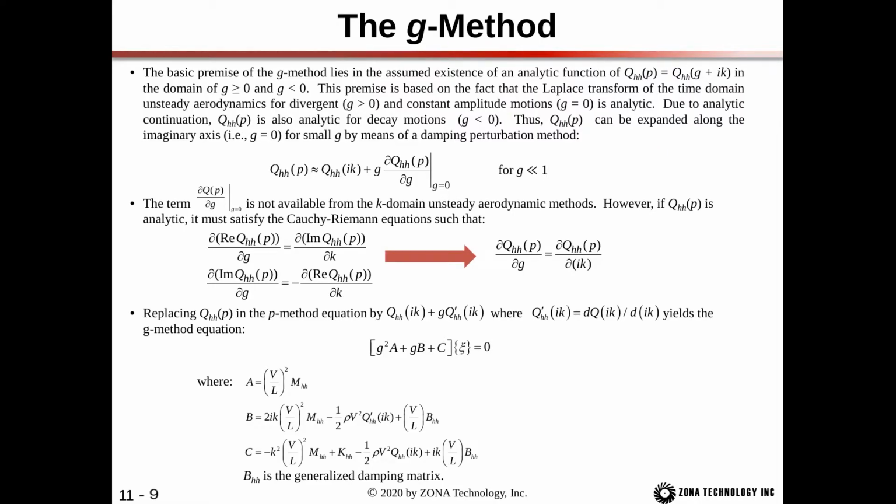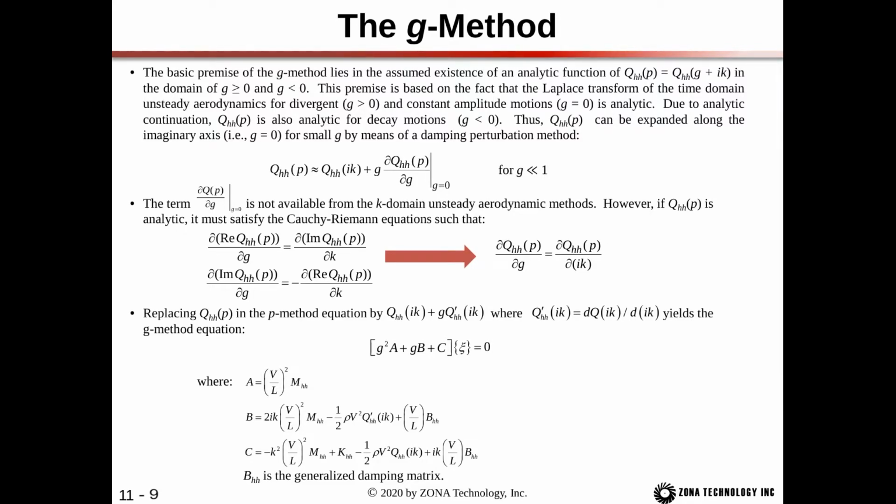And due to analytic continuation, QHH of p is also analytic for decay motions. Thus, QHH of p can be expanded along the imaginary axis, that is along g equals 0, for small g by means of a damping perturbation method. So QHH of p is approximated by QHH of ik plus g times the partial derivative of QHH of p with respect to g at g equals 0, and this is valid when g is much less than 1. So this term, partial q, partial g, is not available from the k-domain unsteady aerodynamic methods.